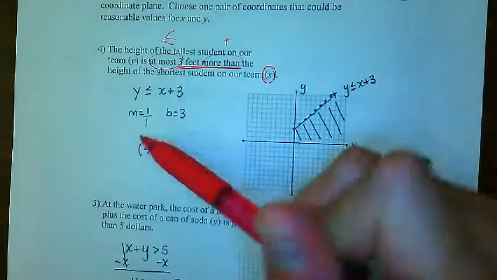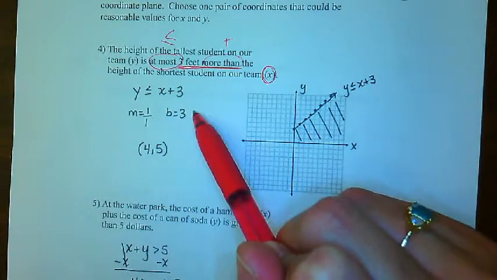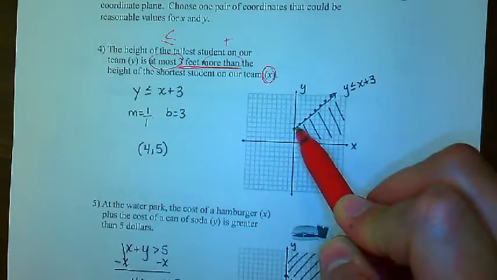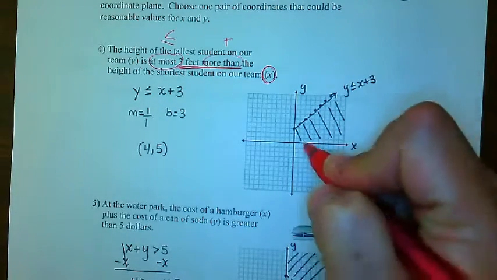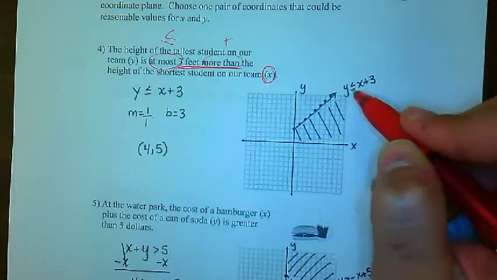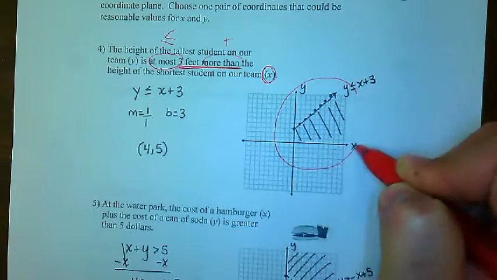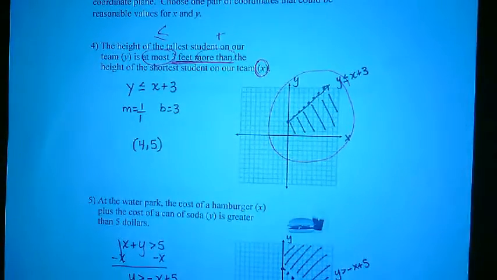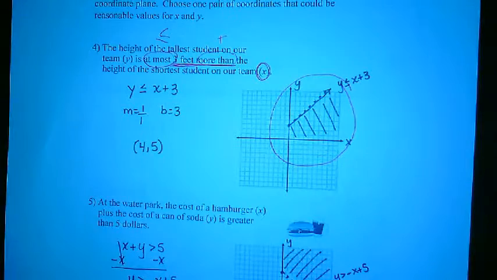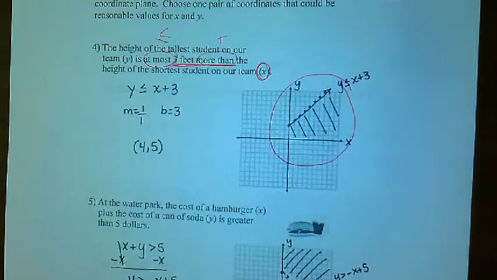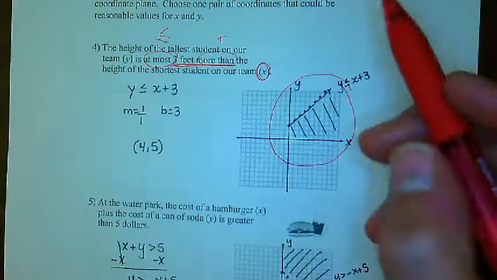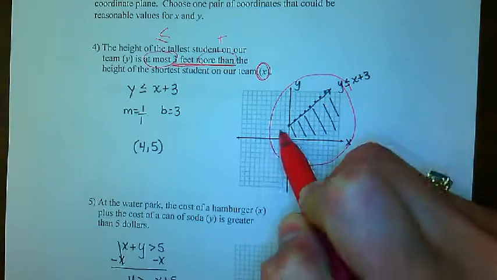We pull out our slope and our y-intercept, draw our line. The other thing I want you to notice, do you see how this is only in the first quadrant? Okay? We cannot have a student that is negative feet tall, right? Okay? So our line is not going to extend past this.